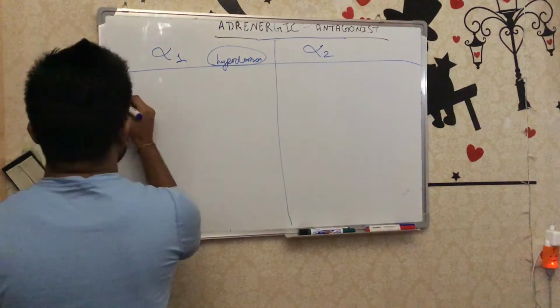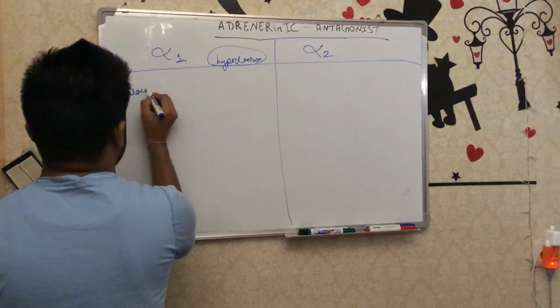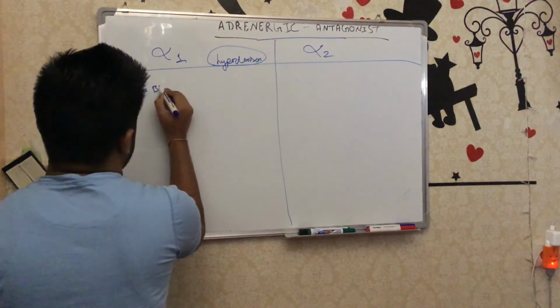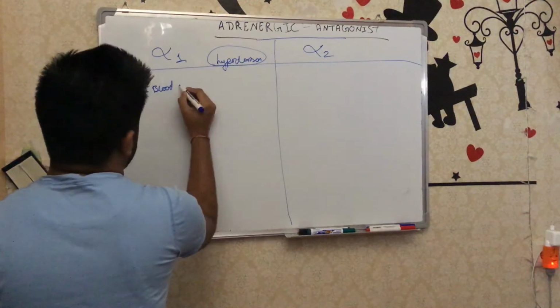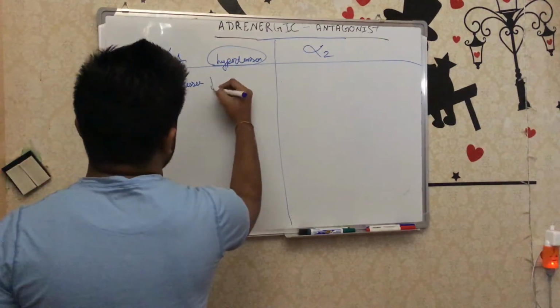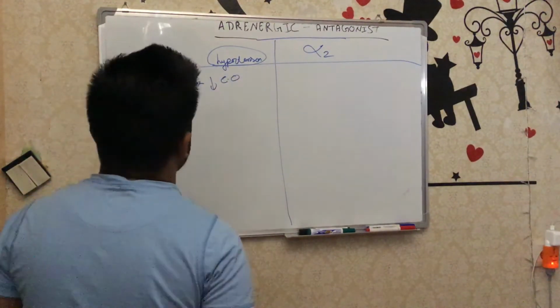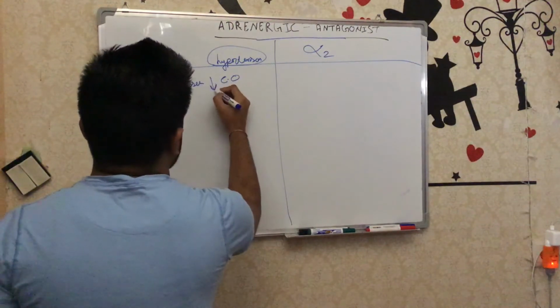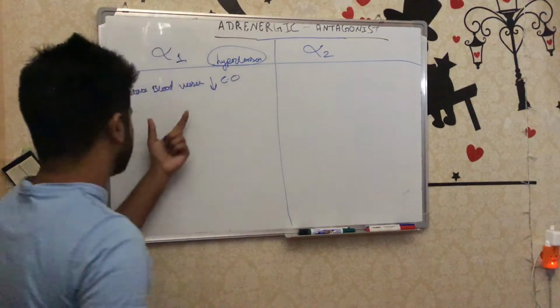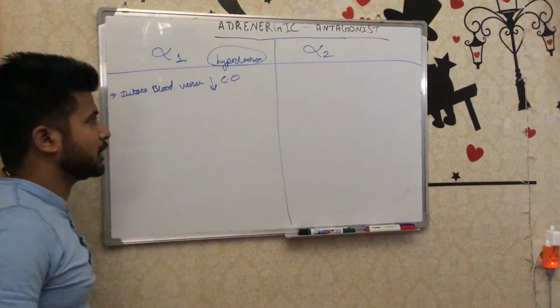So in the alpha 1 case, it dilates blood vessels. It means decreased venous return, which means decreased cardiac output. So in hypertensive patients, this is a useful effect for decreasing the cardiac output.